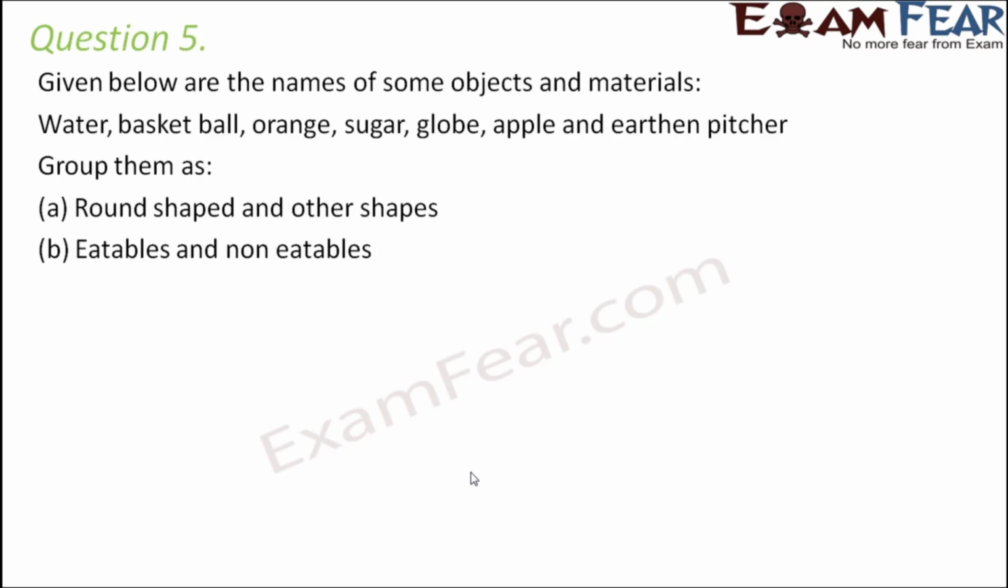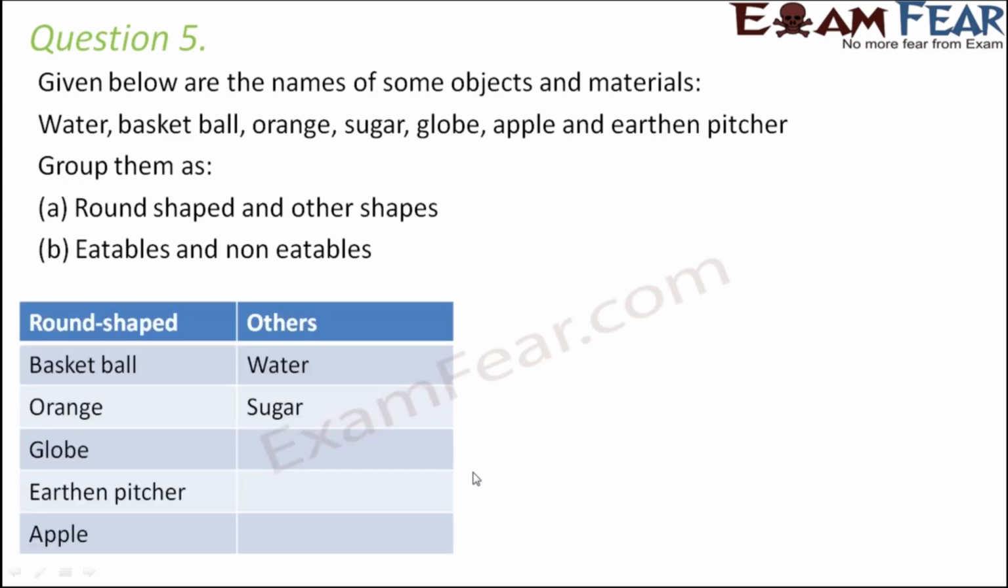Question number 5. Given below are the names of some objects and materials: water, basketball, orange, sugar, globe, apple, and earthen pitcher. Group them as round shape and other shapes. So we have grouped them this way. You have been given 2 groups, round shaped and others. Now out of these objects, which are round in shape? Basketball, orange, globe, earthen pitcher, apple. These are all more or less round in shape, whereas water and sugar are not. So they have been put under the group of others.